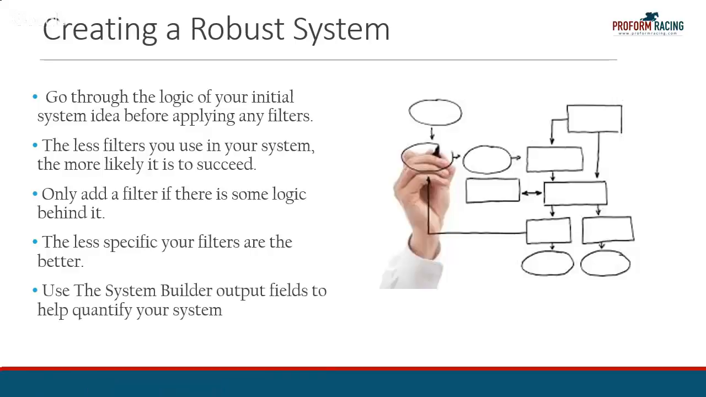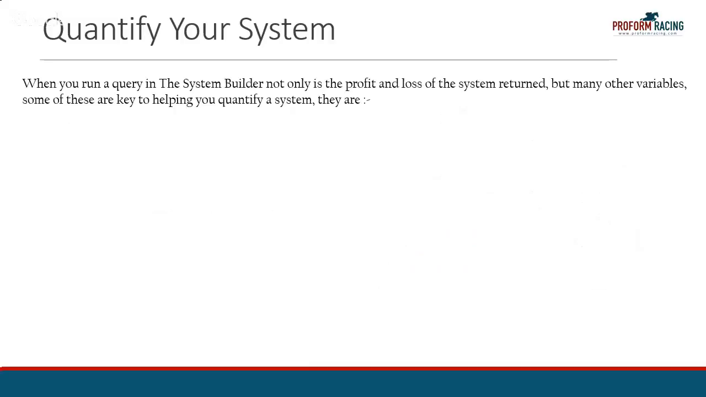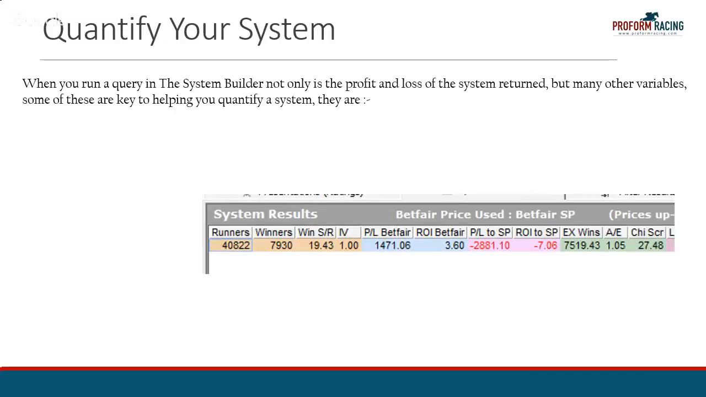And then with your system, you do need to enumerate it. You do need to find out what its performance is over time. And this is where the Proform tools, and specifically the system builder, can help us to quantify our system. For those of you who don't have Proform, when you run the system builder, you get profit and loss figures from the system, but there are also some other variables that we can use to help us quantify how good a system is or is not. The first one is the profit and loss figure to Betfair.